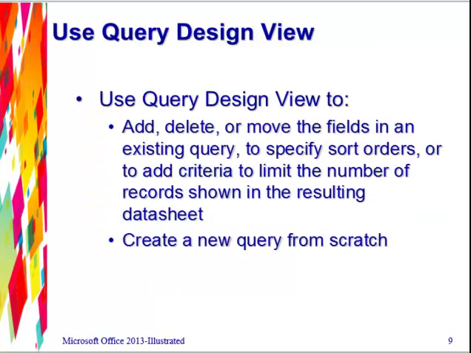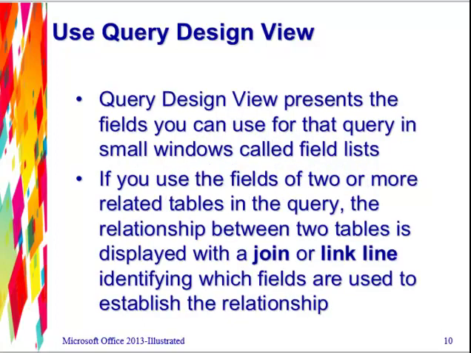You're going to use query design to add, delete, or move fields in an existing query, or to specify sort orders or add criteria to limit the number of records shown in the resulting data sheet. You're going to create a new query from scratch. So the query design view presents the fields that you can use in that query in small windows called field lists. If you use the fields of two or more related tables in the query, the relationship between the two tables is displayed with a join or link line identifying the fields that are used for the table.